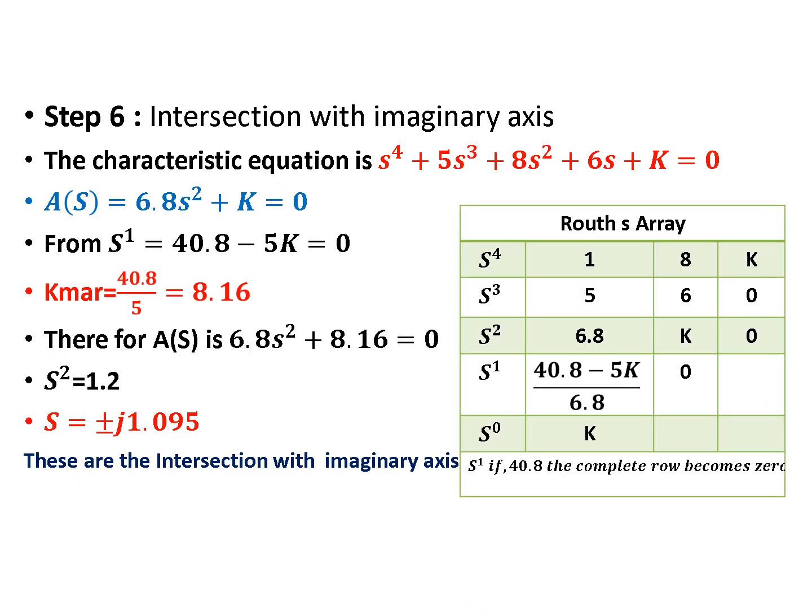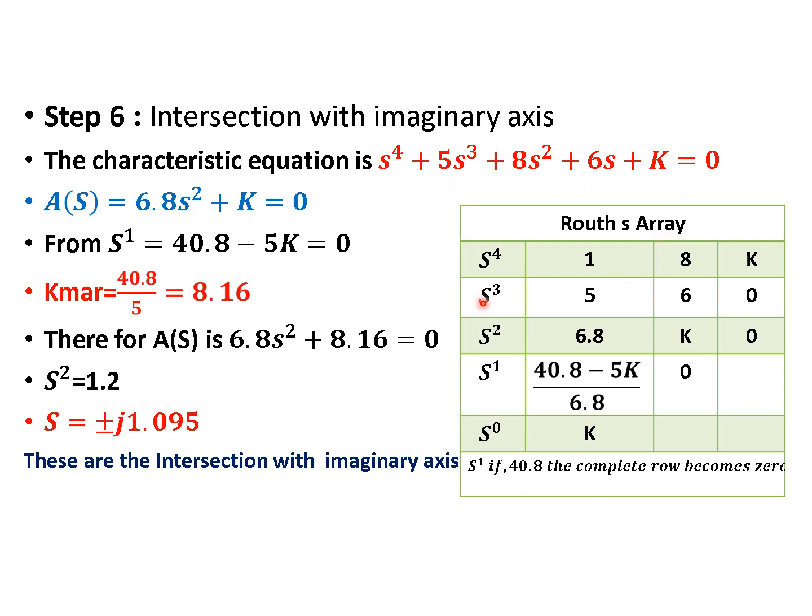Step 6. Intersection with imaginary axis. We consider the characteristic equation, that is s to the power of 4 plus 5s cube plus 8s square plus 6s plus k is equal to 0. We write this characteristic equation in a column-wise manner, starting from the higher order to the lower order, that is s to the power of 4 to s to the power of 0. We alternately take the coefficients of s to the power of 4 and write them row-wise, that is we take 1, next 8, next k.